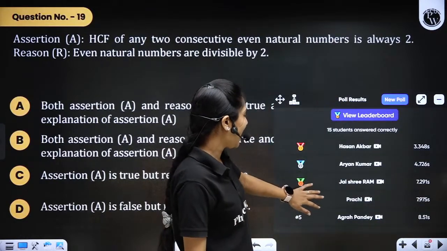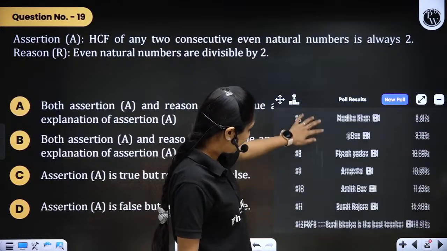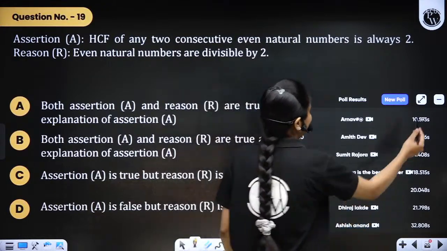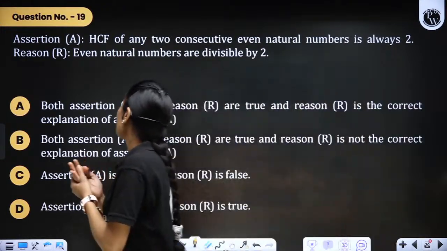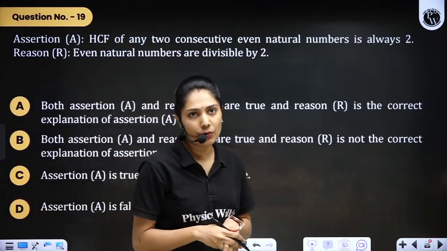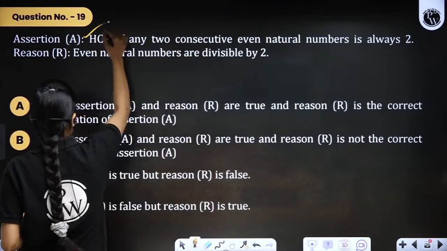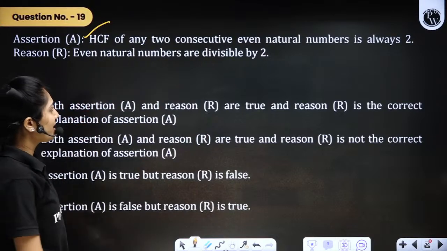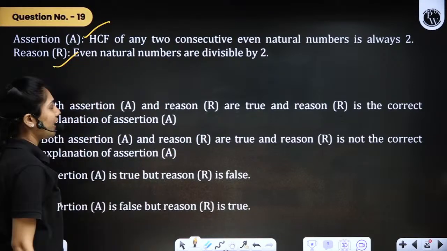Very good, Hassan, Aryan, and Jay. Okay. So what does it say? HCF of any two consecutive even natural numbers is always 2. Yes, this one is the correct statement. Even natural numbers are divisible by 2. This is also the correct statement.